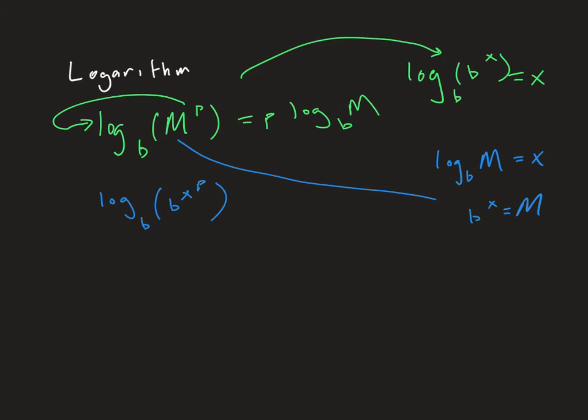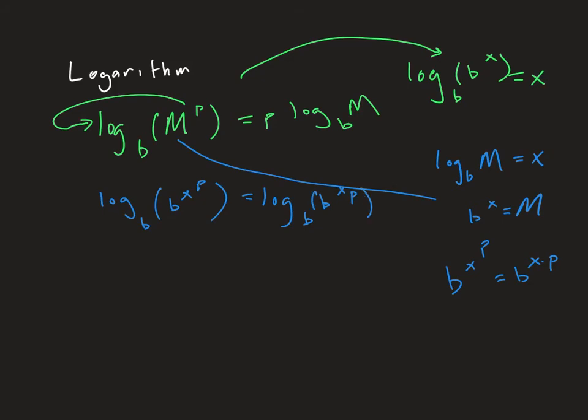Well, another exponent rule, we can multiply x and p, because when you have b to the x to the p, that's really the same as just b to the x times p. We can bring down that p kind of one level. So it's really just b to the x times p. So let's write that again. We have log base b of b to the x times p.